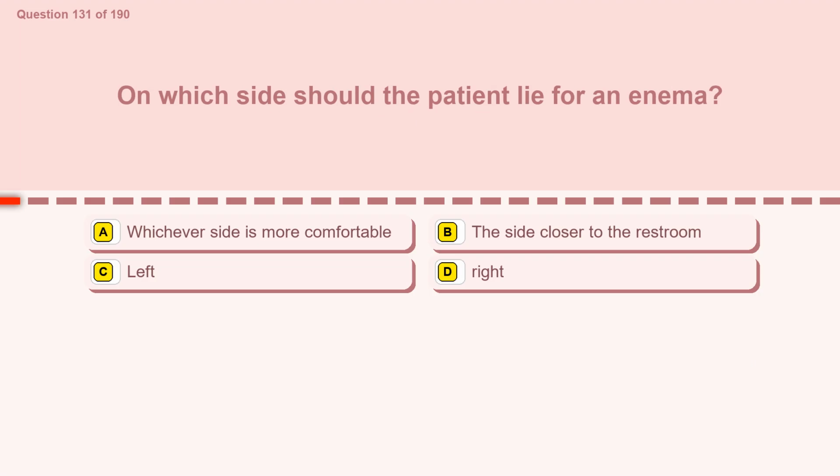Question 131. On which side should the patient lie for an enema? Option A, whichever side is more comfortable. Option B, the side closer to the restroom. Option C, left. Option D, right.